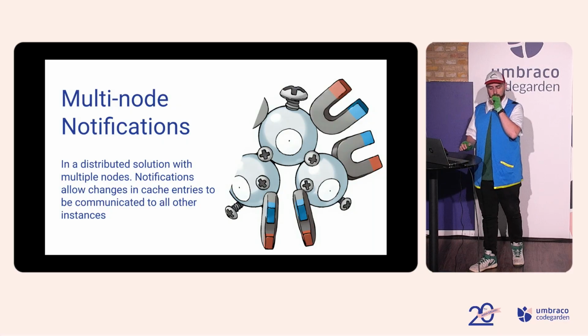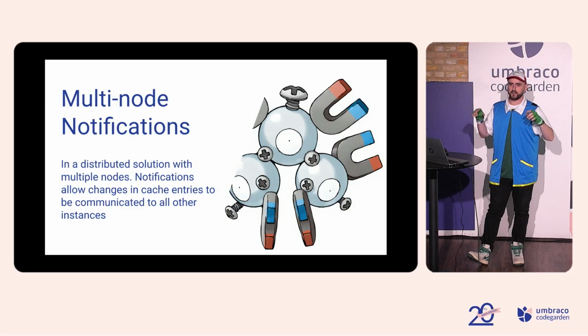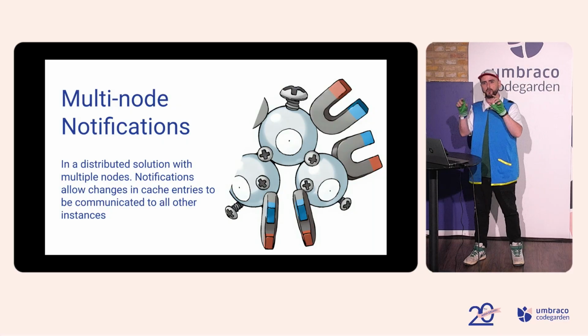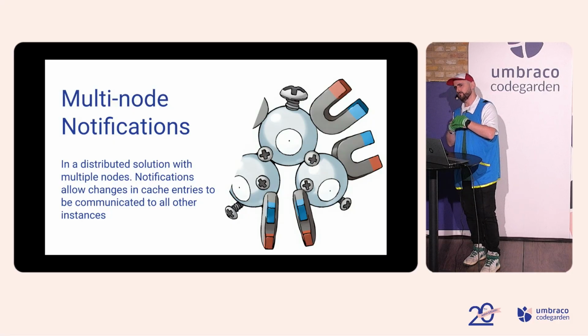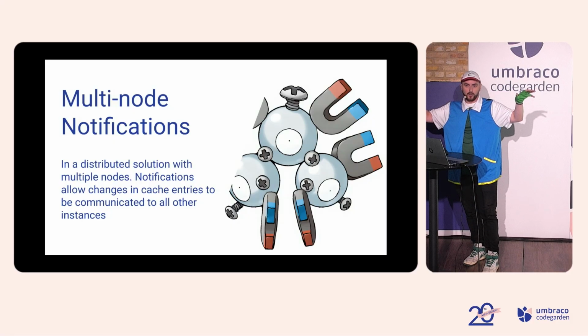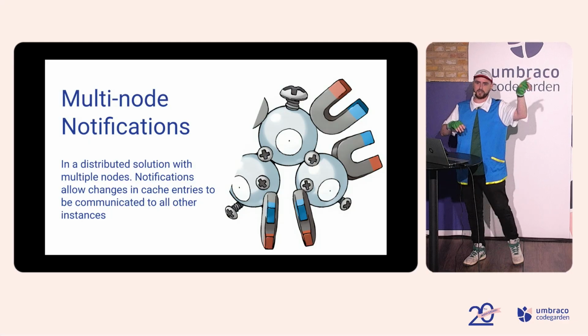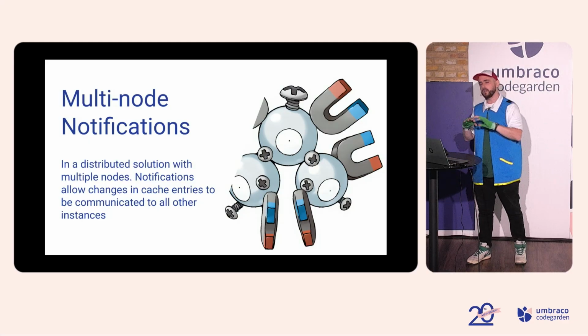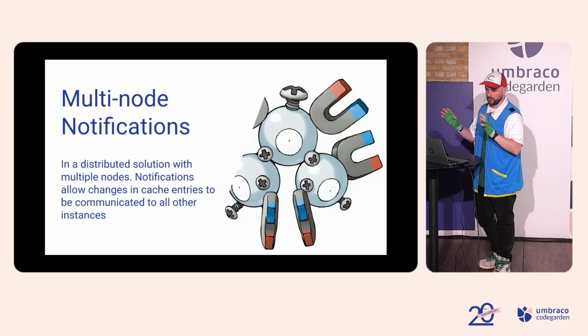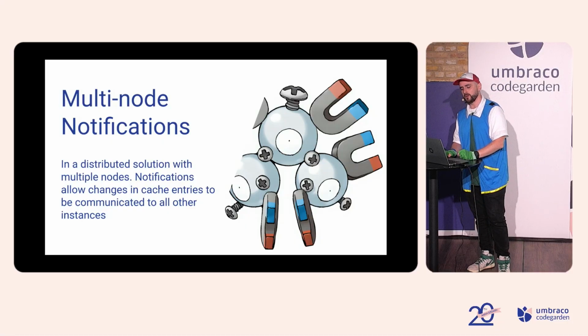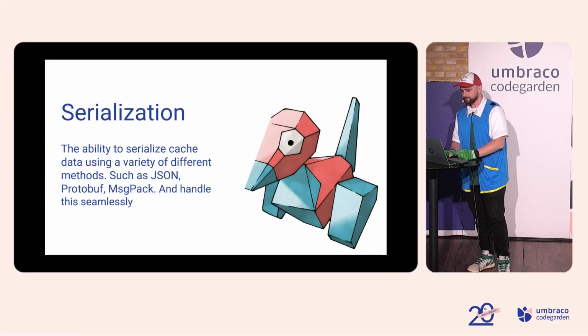Multi-node notifications. Again, where you've got distributed nodes, another thing with memory cache is you've got to have a way, Umbraco used to do this with notification handlers maybe, or something similar, of telling all your other nodes that the cache has expired, or that a cache entry has been updated in one. It will handle all of that for you. It detects all the other nodes that are connected, and it will handle the notifications between them.